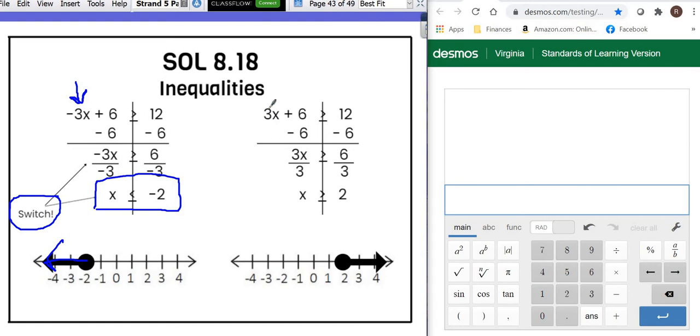Here, if you noticed, the number in front of the x was positive. That means there will be no switching. So when you solve it the same way, you get x greater than or equal to 2, which would go to the right, following the arrow. So make sure to look for those little hints so you know whether you're switching or not. If you divide or multiply by a negative, then you will switch the sign.